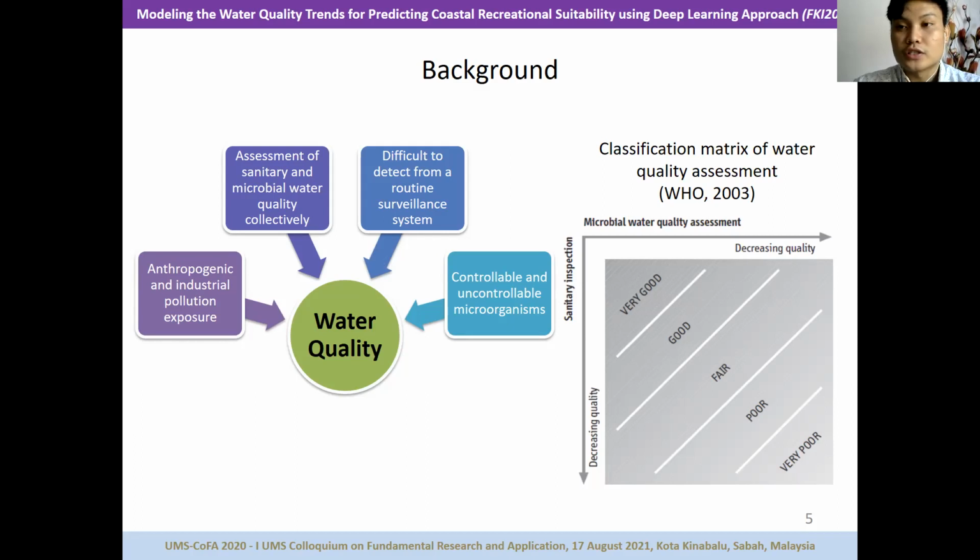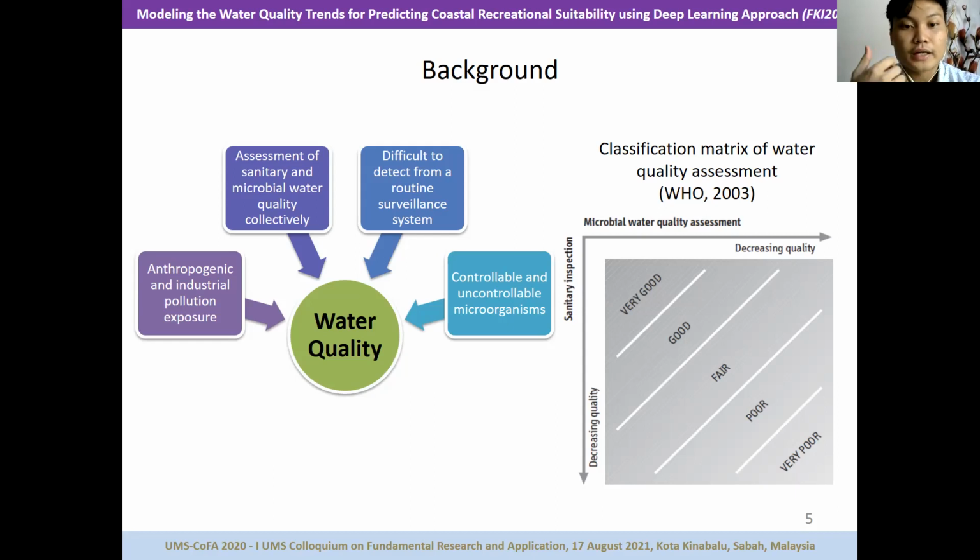Thus, water quality notably is an assessment of sanitary and microbial water quality collectively. The end results of the assessment should give a proper clarification about the water quality around the investigated beaches in order to inform the public, provide on-site guidance and information to the public relative to safety aspects, assist and promote effective recreational management, and formulate regulatory compliance. In recent times, it is difficult to detect from a routine surveillance system, which we will talk about in the next slide, about the conventional model.